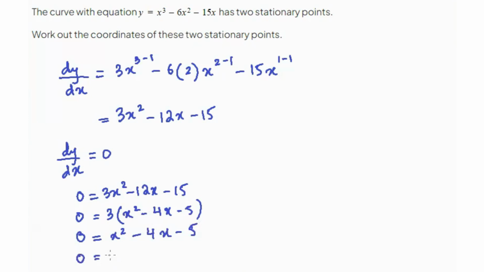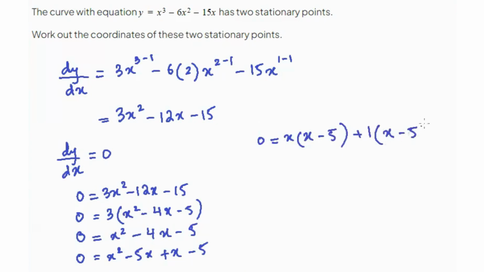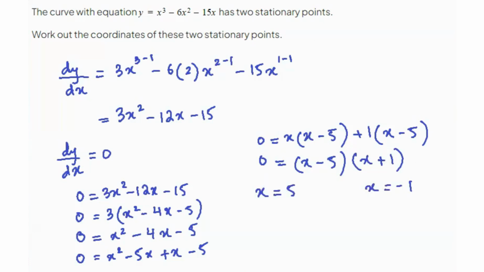So it's going to be x squared minus 5x plus x minus 5, which is going to give us 0 equals x brackets x minus 5, plus 1 bracket x minus 5. x minus 5 is common, so x minus 5 times x plus 1. So one value of x is 5 and the other value is negative 1.